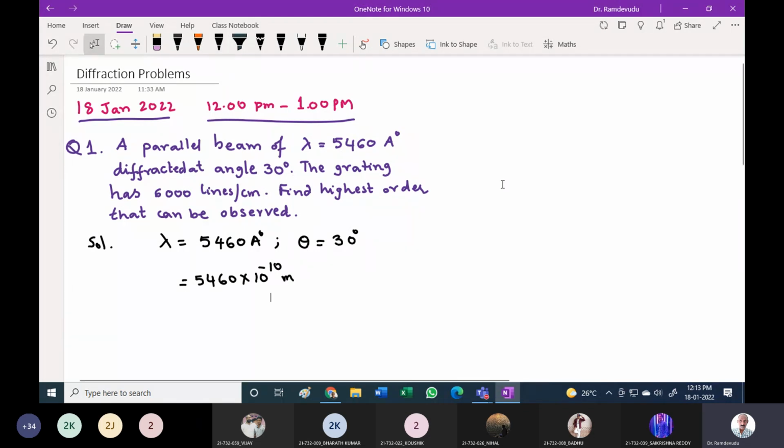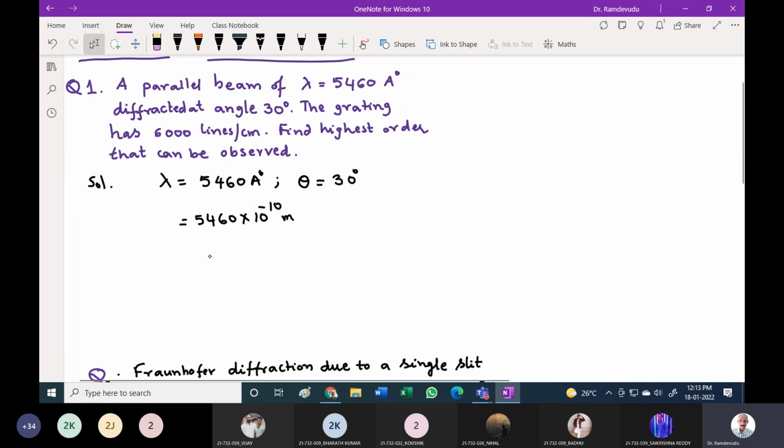So theta is given, lambda is given, and the grating has lines. N they have given as 6,000 lines per centimeter. Lines per centimeter. Okay. But you need to convert them into meters. So how many lines are there per meter? Can anyone tell me? Per meter.